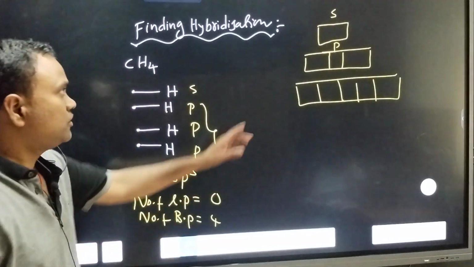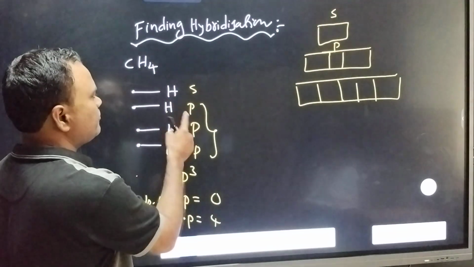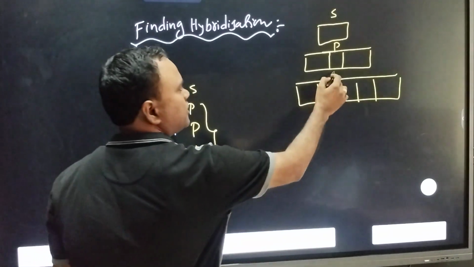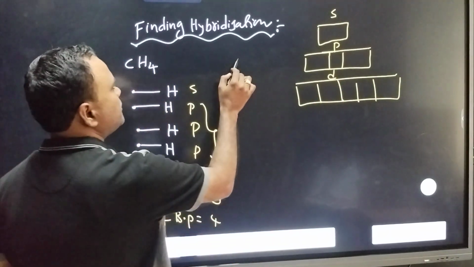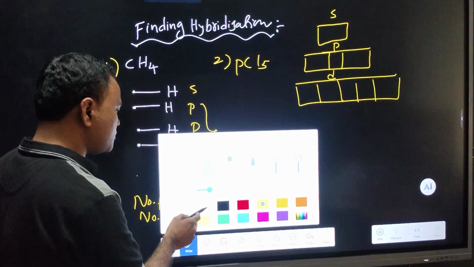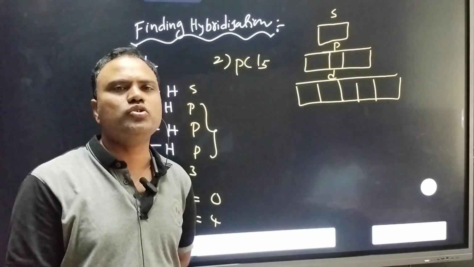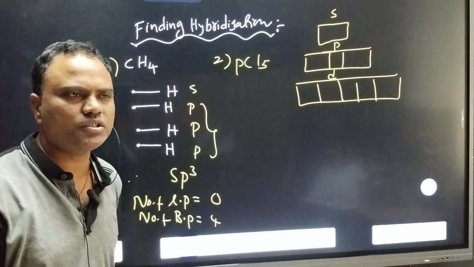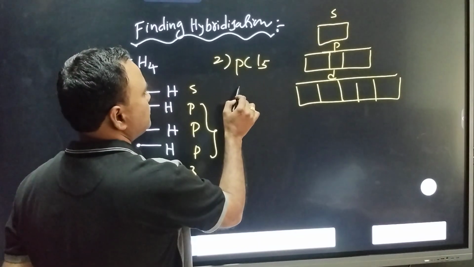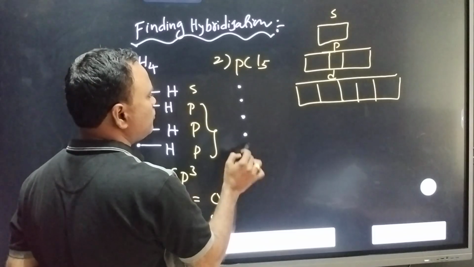Remember, all of you, first start with the s orbital, allot it to the surrounding atoms. After that, p orbitals, 3p. If p is completed, then go for the d orbital. See this second example, PCl5. Phosphorus belongs to which group? Nitrogen, phosphorus, arsenic, antimony, bismuth: fifth group. So first select the central atom, phosphorus. Keep five dots: one, two, three, four, five.